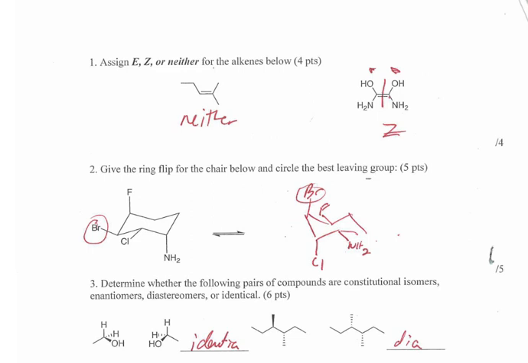And then what's the best leaving group? The larger things will be more stable, more polarizable, so that's going to be the better leaving group there.